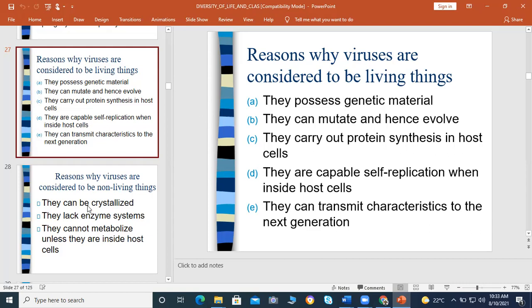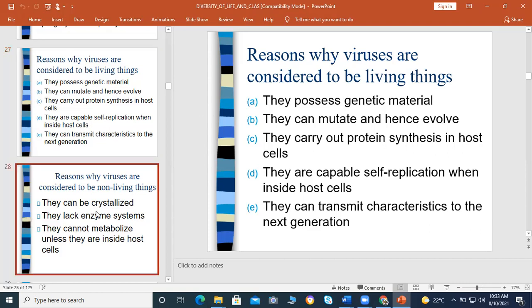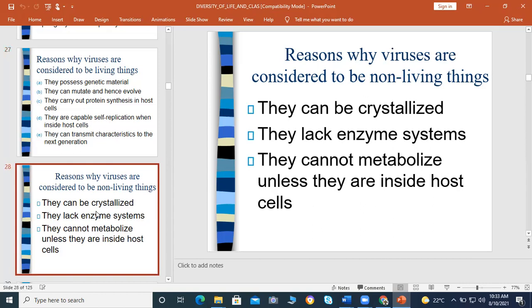Now, why do we think viruses are non-living? Number one is they can be crystallized. You can actually put them out, they dry and they become useless and they become inactive. They cannot metabolize. But again, that same virus which is crystallized, when you put it back in the cell, then definitely they will be able to become living.